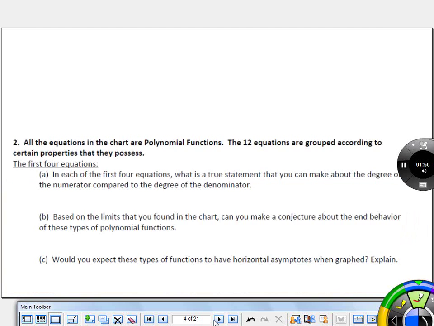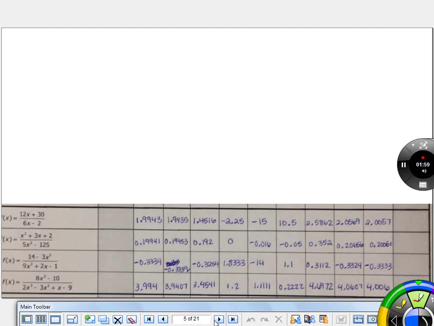Let's look at a set of the middle four equations. Let's look at the third one in that set. If I was going to look at the end behavior here, I see outputs of negative 14, 1.1, 0.3, negative 0.3324, negative 0.3333. What's happening with the end behavior of this graph? Is it shooting up towards infinity, down towards negative infinity, or does it tend to settle on one specific number? Yeah, it's kind of settling, right? Negative 0.3324 and then negative 0.3333.